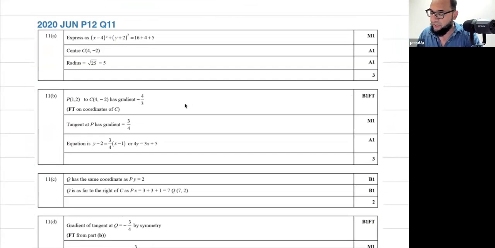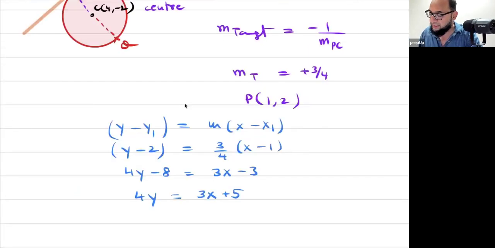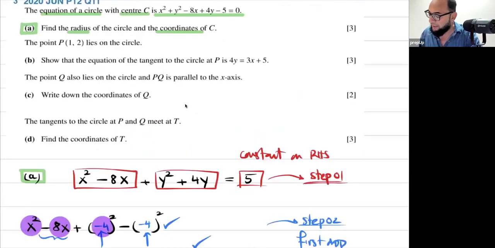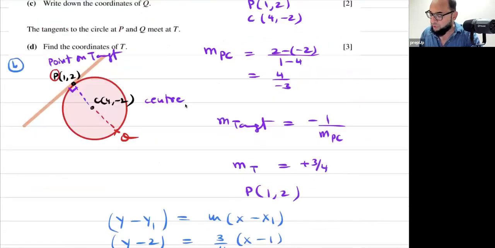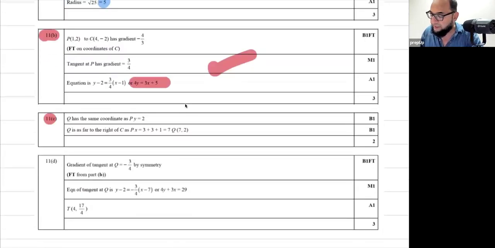Now, the very first thing that we have done, that is question number 3: the center is (4, -2), radius 5. Then the equation of the tangent was given. That's all good, all clear. Radius is 5. Then the second one, part B, the equation was given, and we proved that. The third one, Q has the same y coordinate. Q is as far to the right of C as P. They have done it using symmetry; I have done it using the midpoint formula.